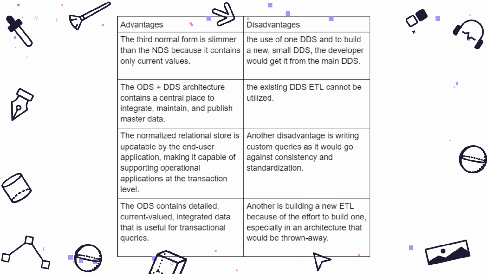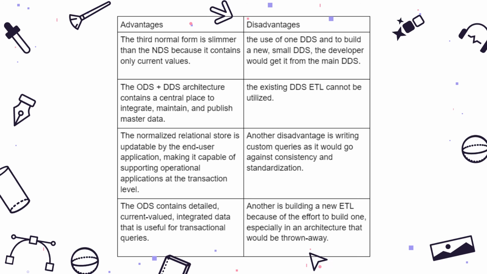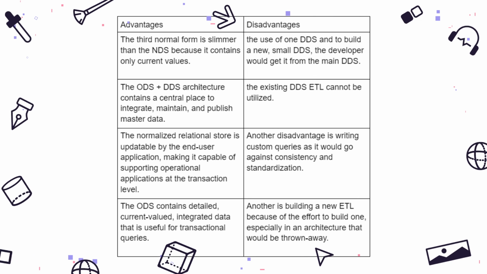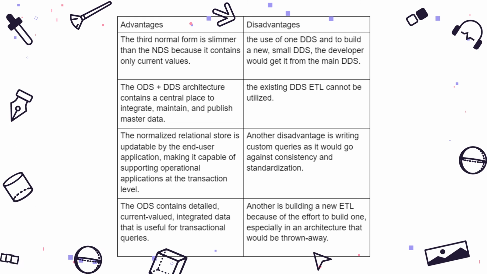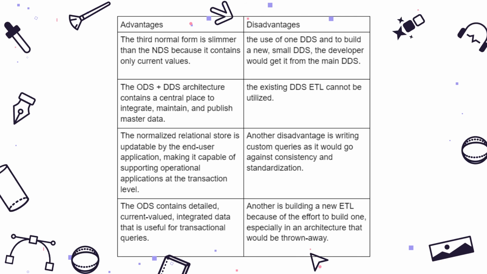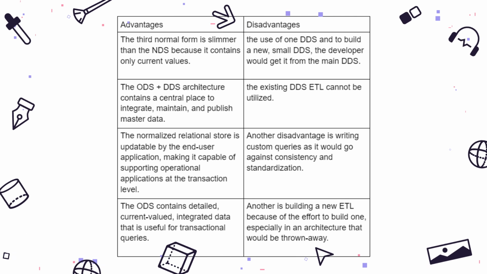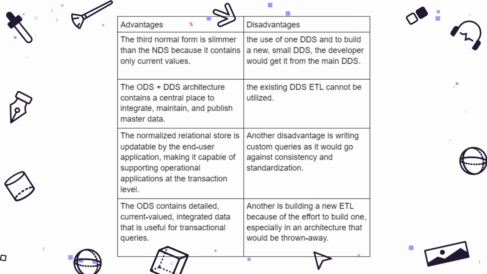Disadvantages: the use of one DDS, and to build a new small DDS, the developer would get it from the main DDS. The existing DDS ETL cannot be utilized. Another disadvantage is writing custom queries, as it would go against consistency and standardization. Another is building a new ETL because of the effort to build one, especially in an architecture that would be thrown away.